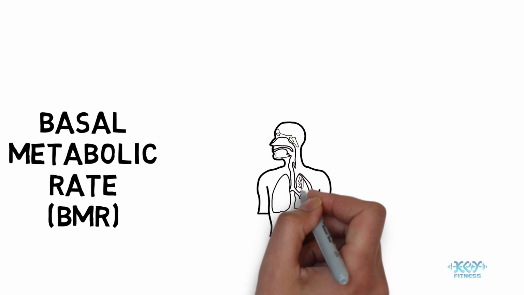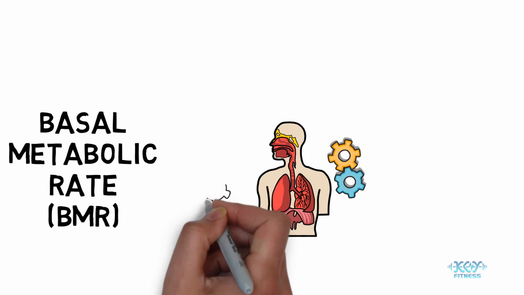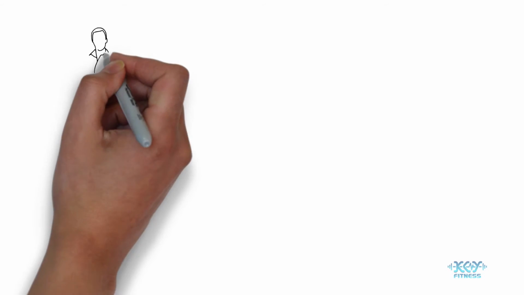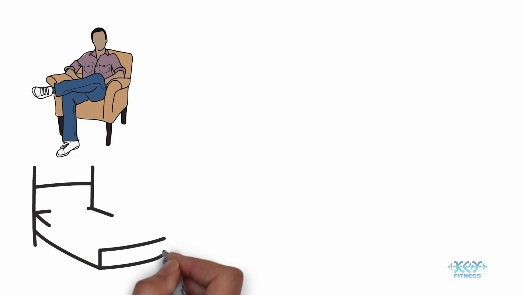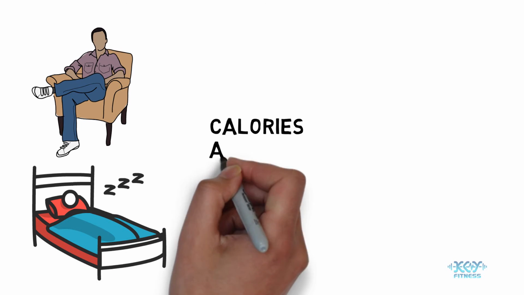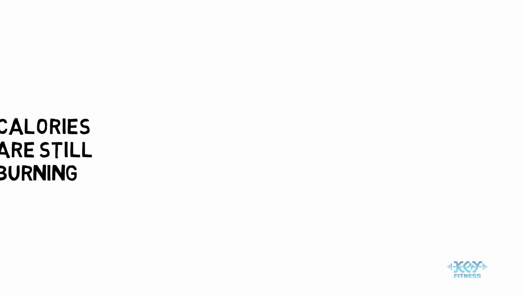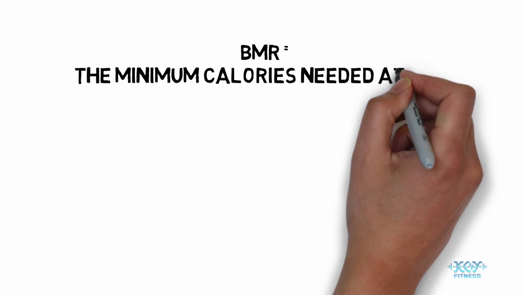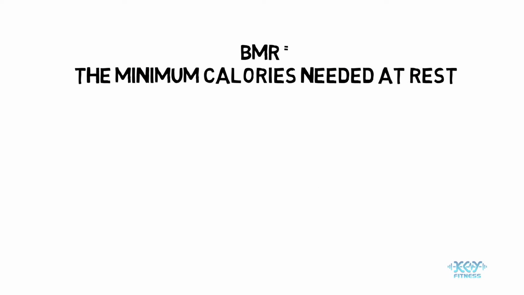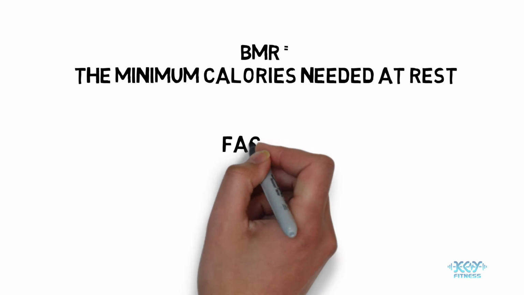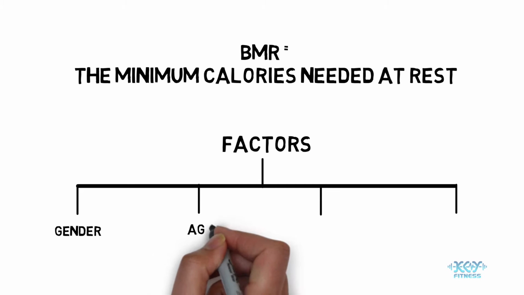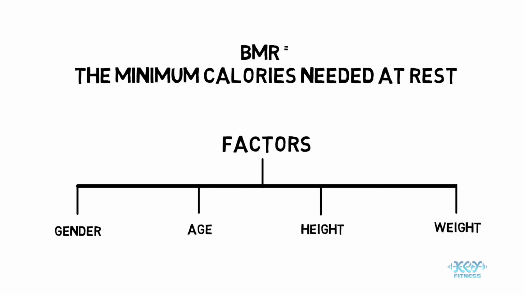In our bodies, many metabolic reactions happen at the same time. Our bodies not only burn calories when we exercise, but even at rest, calories are still burning. In other words, BMR is the minimum calories needed at rest for basic metabolic reactions to take place. BMR is affected by many factors, such as gender, age, height, and weight.